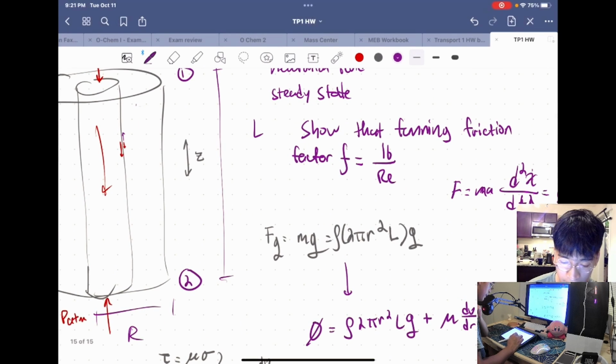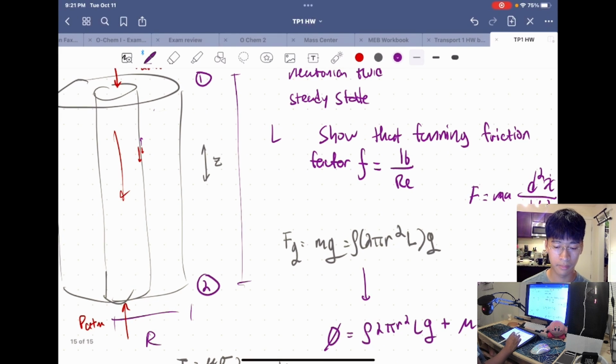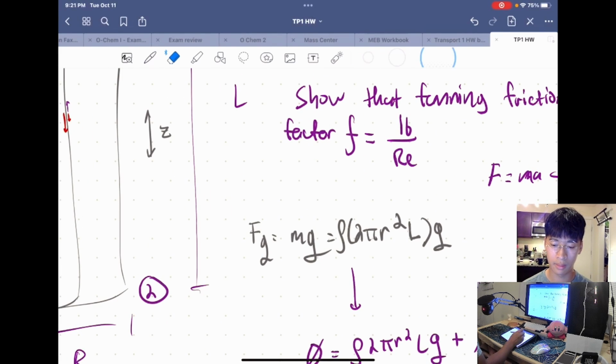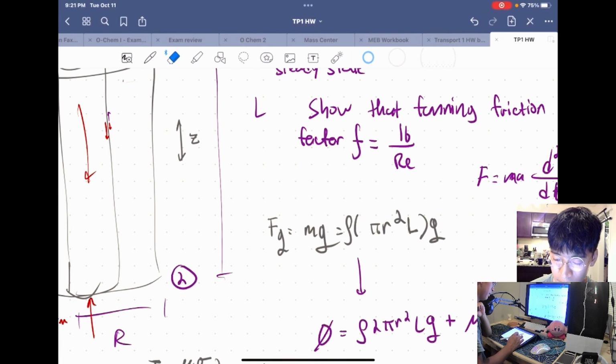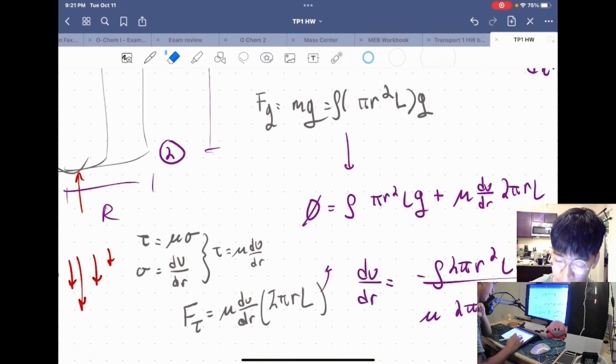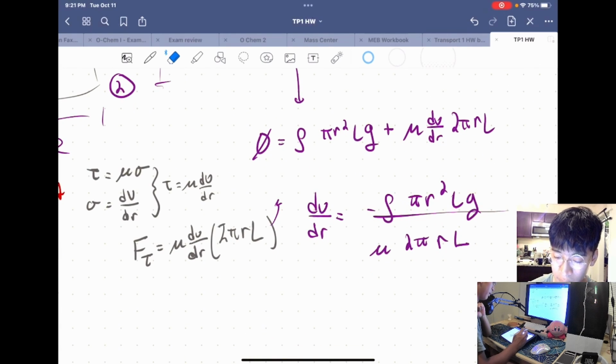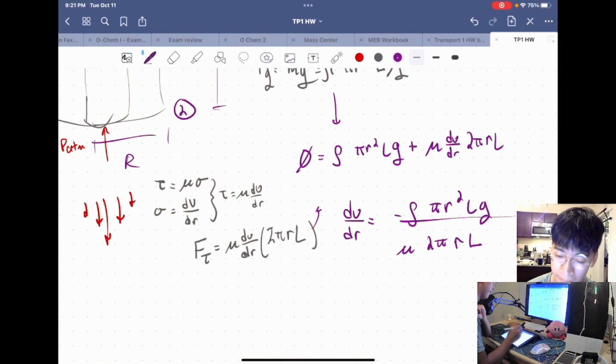I just realized something. Where did this 2 come from? This doesn't seem right. Let me review. The volume should be equal to pi r squared, because that's the volume. I had accidentally included a 2 there. I knew something seemed off.